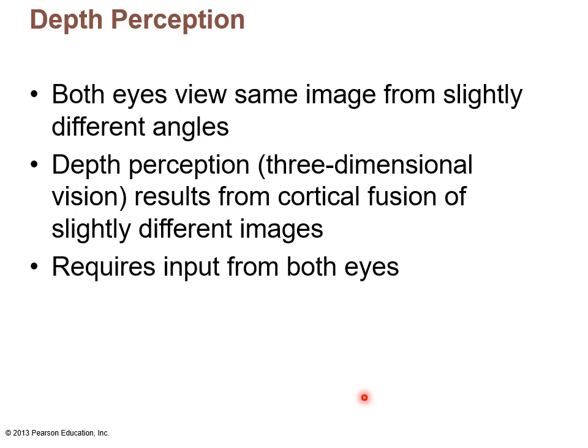Depth perception, three-dimensional vision, results from cortical fusion of slightly different images. And you can see this with magic eye pictures that were popular several years ago, where the picture looks like a collage, and then if you let your eyes relax and fuse the images together, you get a three-dimensional picture. And it requires input from both eyes.